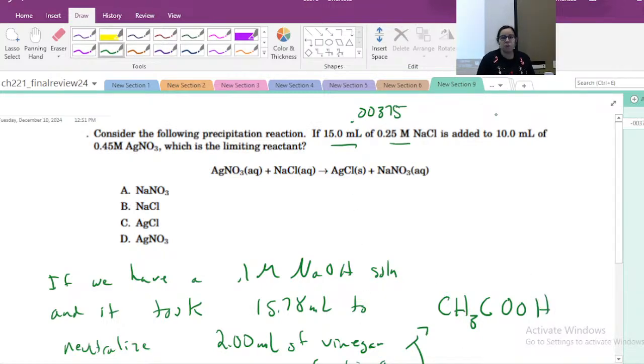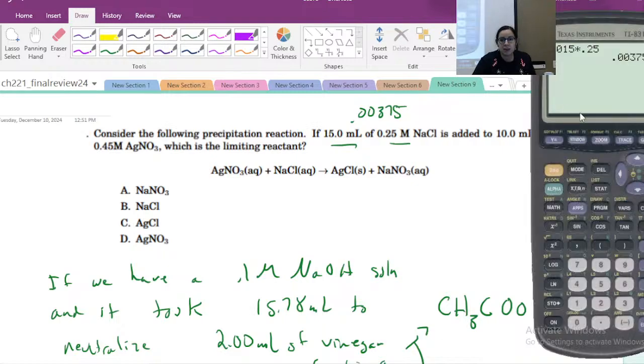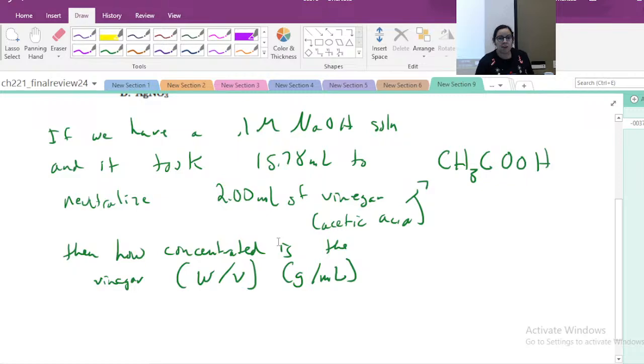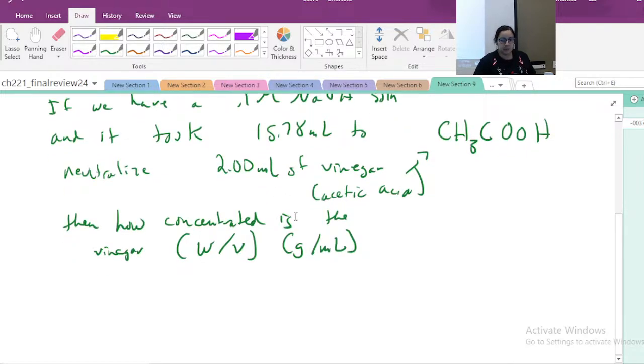0.00375, right? And then all you were comparing it to was the 10 mL, so you could do that times 0.45, so compared to 0.0045 moles. And so, right, that's how you saw, oh okay, this one was less. And it was made a little easy for y'all on this one in that they were a 1-to-1 ratio, so all you had to do was see which was the lowest. And so then, right, we can start off the same way on this one, just finding our moles.